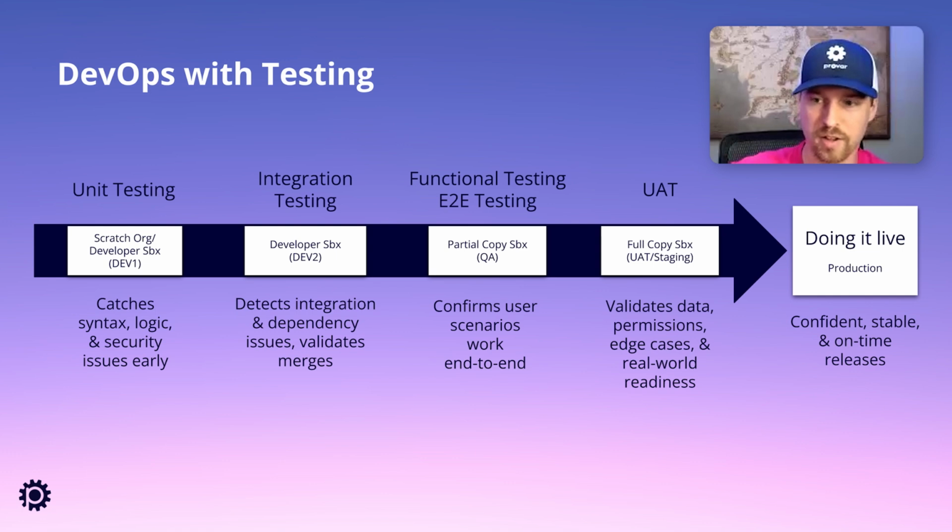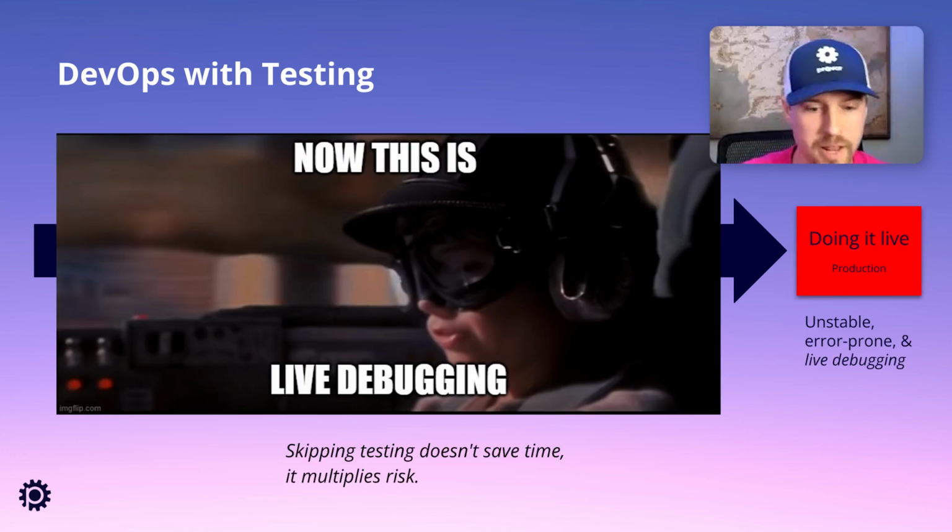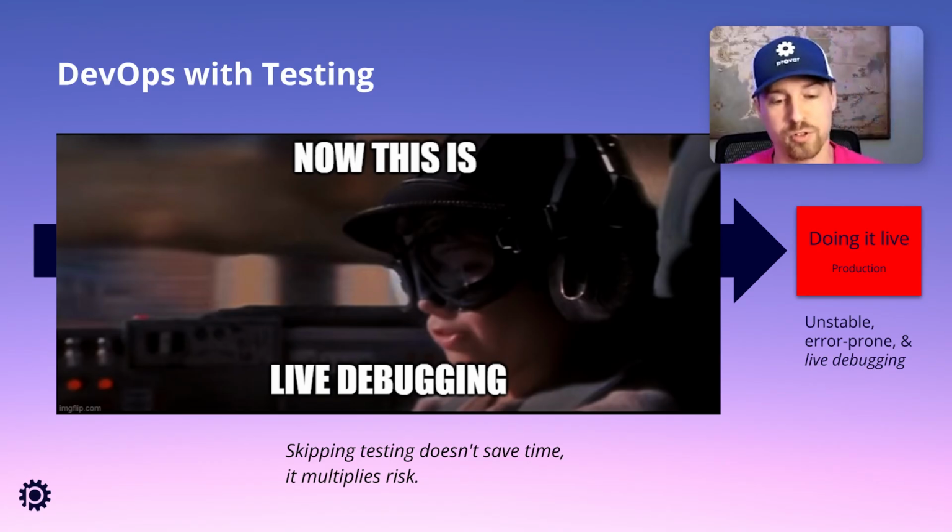So kind of the next iteration of this is that if we just eliminate all those stages, we eliminate all those testing processes, basically what we're doing is what I like to call live debugging, where we're not actually doing any testing along the way. We're kind of just pushing things directly into production. This actually happens more often than we'd care to admit, especially in the Salesforce ecosystem.